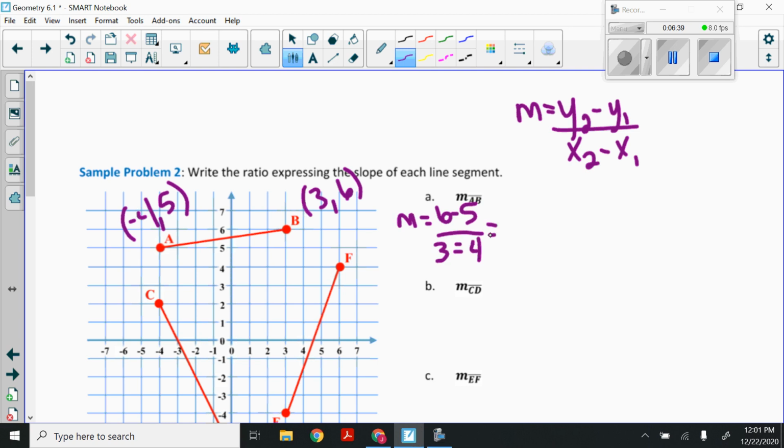So simplify this, 6 minus 5 gets us 1. 3 minus -4 turns to 3 plus 4, 7. So there's our ratio, 1 to 7. We could put 1 unit to 7 units.